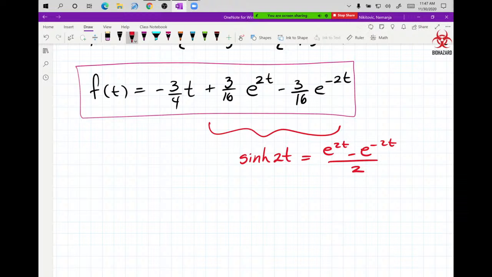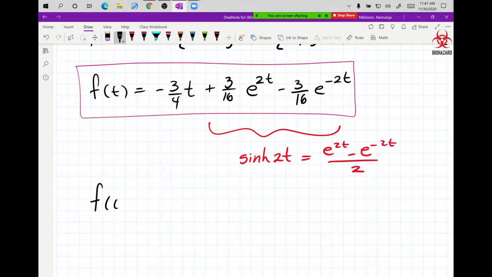Well, this means factor out 3 over 8, and the rest will be your sine hyperbolic. Now that reduces an insane amount of calculations, right? Instead of running all of these calculations, you can just run the calculation for sine hyperbolic, and that simplifies a lot. Now we'll count the difference once we're done.